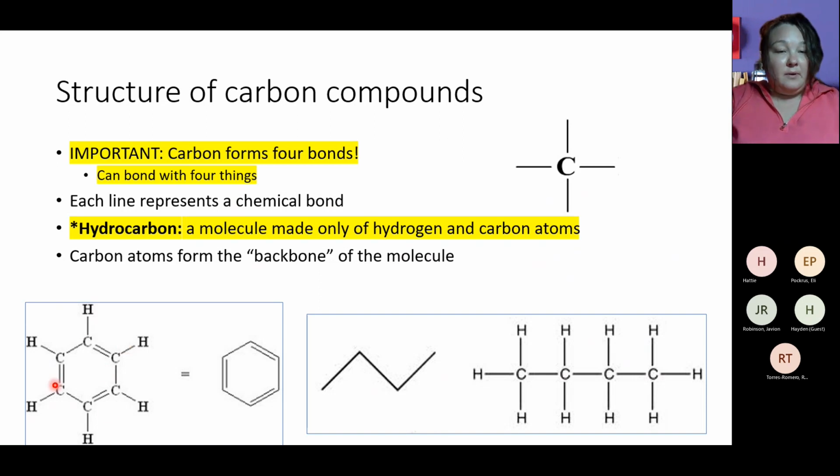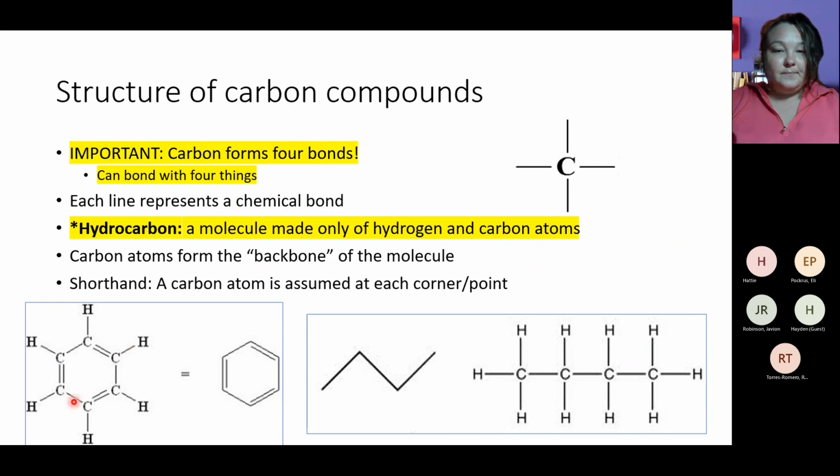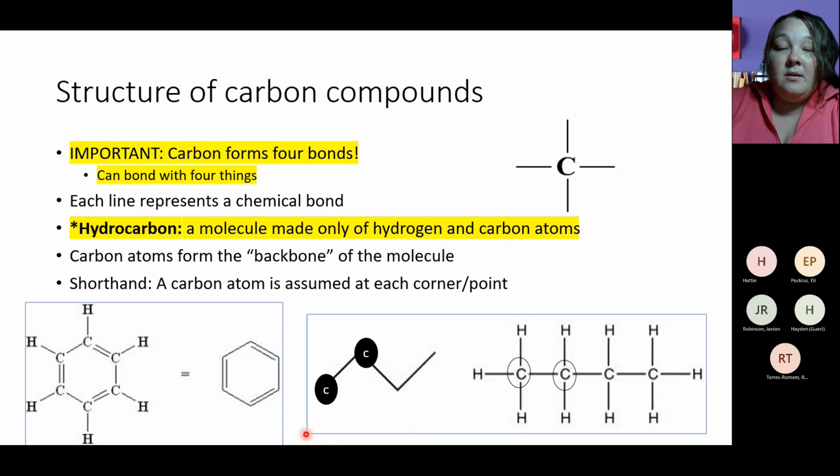This one has a ring shape for a backbone. Let's talk about some shorthand. This right here is actually the same molecule as this. It is depicting the same thing, and it's using some shorthand. What we're going to do is assume that there's a carbon atom at each corner. So we have one carbon atom here, that's the first one, another there, another there, and another there.